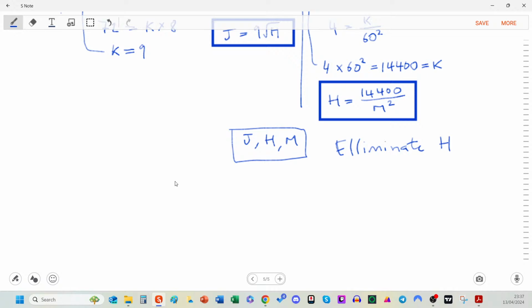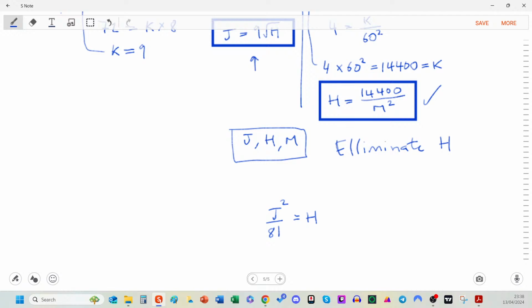So what's best here? We've already got h as the subject here. Let's just rearrange this one over here. So we're going to divide both sides by 9, and then we're going to square. That's going to be j squared over 81 equals h.